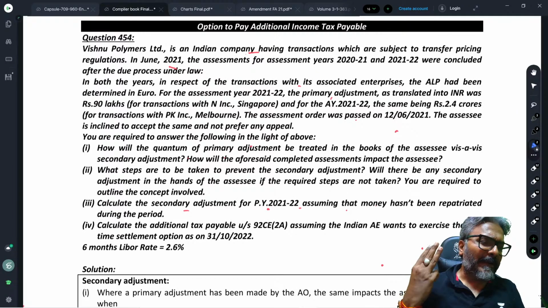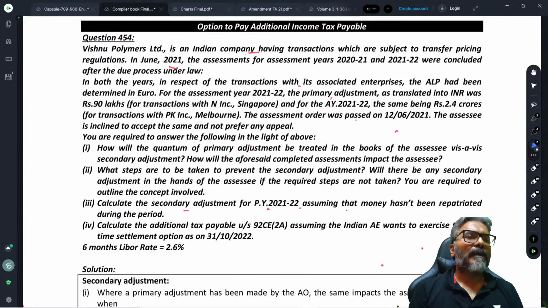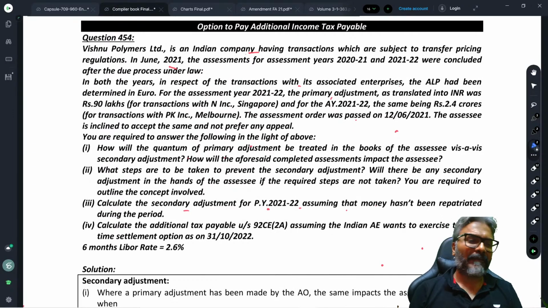So, 3 relevant dates, students. The 3 relevant dates are: first, the due date of filing of the ROI, where there is a suo motu adjustment. Second, the date of the order passed by the AO when the assessee accepts the order passed by the department. And third, the date when the appellate authority passes the order in those cases where litigation exists. That is the date we will be considering. I hope every one of you is clear with this one.